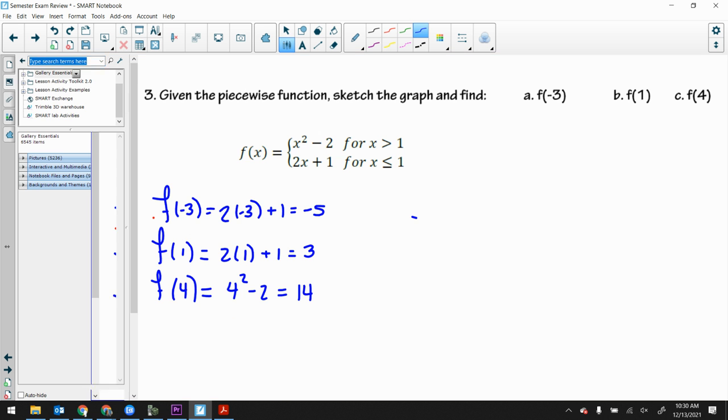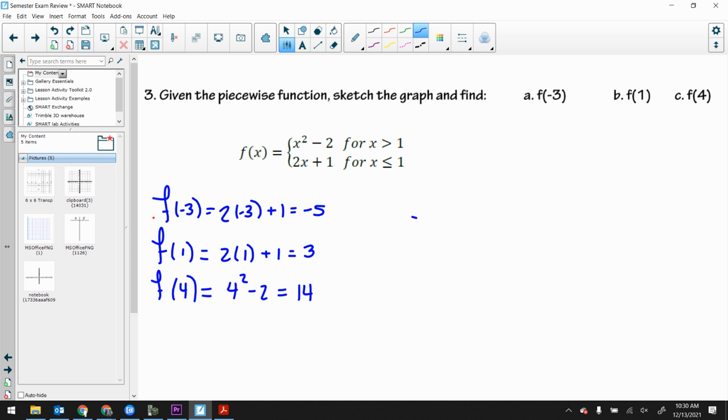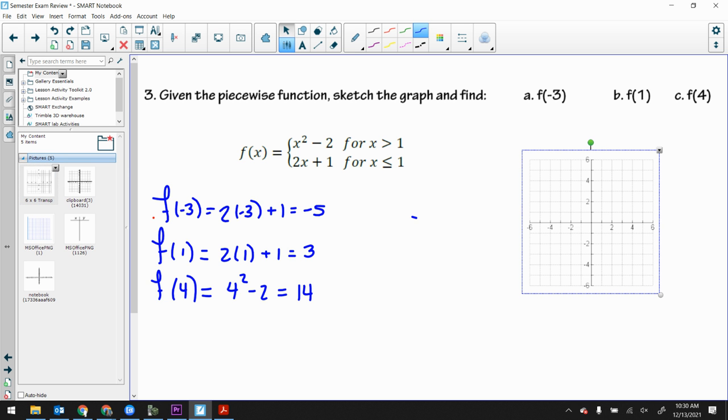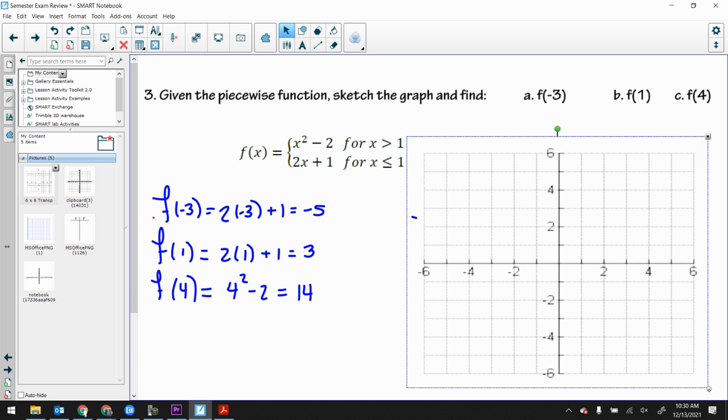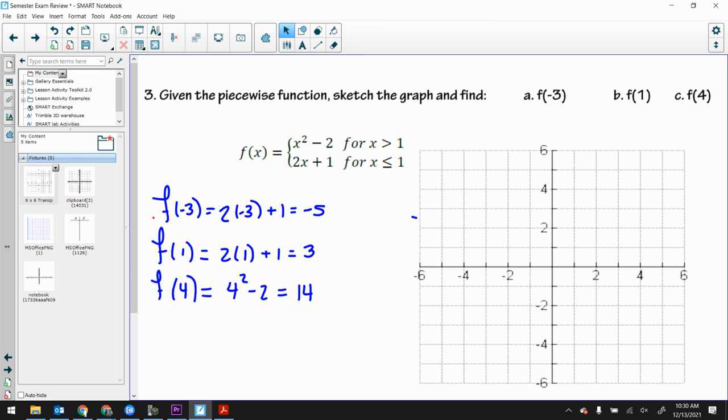All right, now let's get a graph real quick. Let's go with 6 by 6. Remember that in a piecewise function, the breaking point is where it's less than or equal to, where it breaks for my domain. So if you want, draw in a dotted line right there.